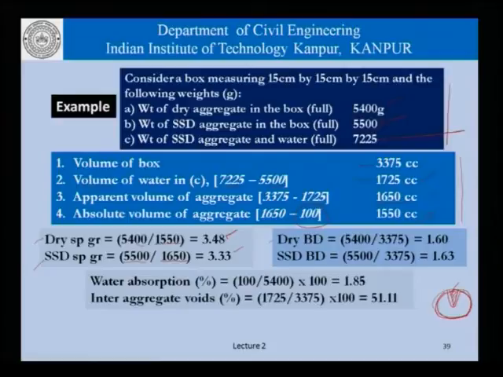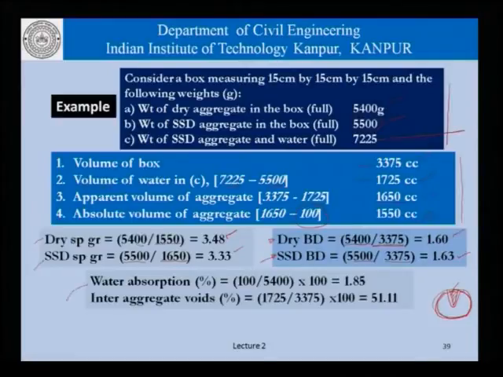As far as bulk density is concerned, we can talk in terms of a dry bulk density, where the total mass will remain the same, 5,400 grams, but the volume that we use is the volume of the box, 3375, and we get this number. Similarly, the SSD bulk density can be calculated as 5,500 divided by 3,375, and we get 1.63.